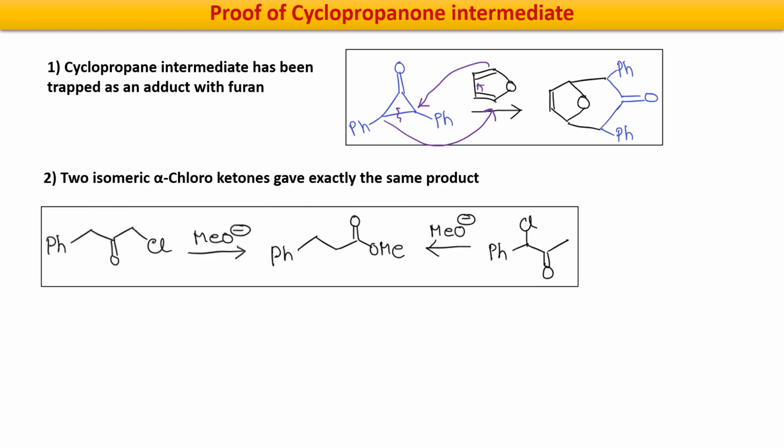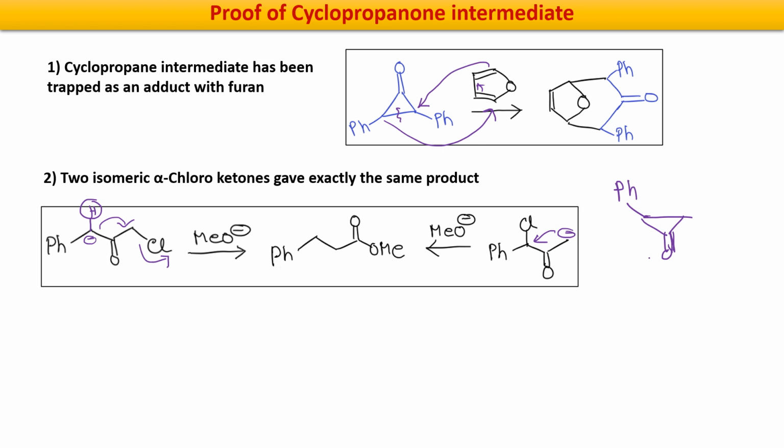The second proof: two isomeric alpha-chloroketones gave exactly the same product. So if you consider the left hand side compound, if this hydrogen is removed, the negative charge will be here and it will attack this carbon and chlorine will be removed. You will be getting this type of cyclopropanone. And if you consider the right hand side substrate, then the negative charge is here and it will attack here. You are getting the same type of cyclopropanone.